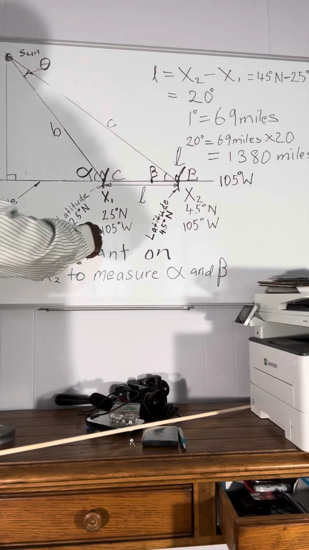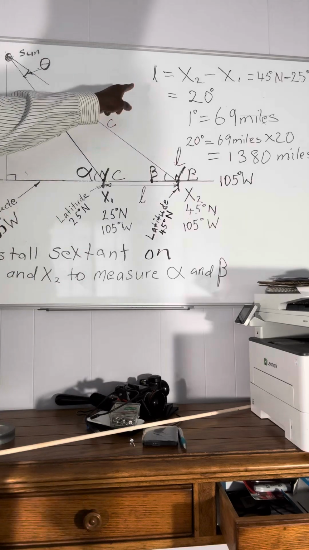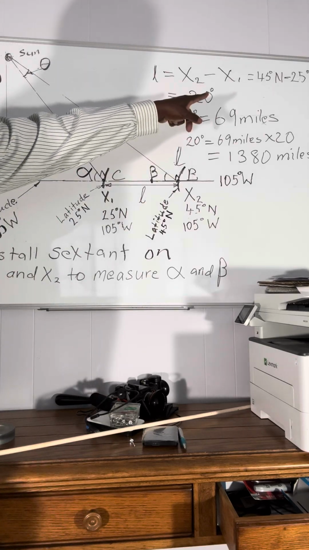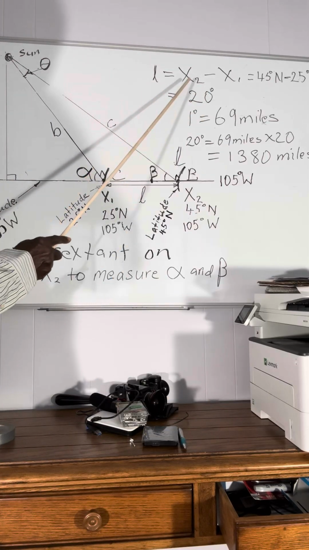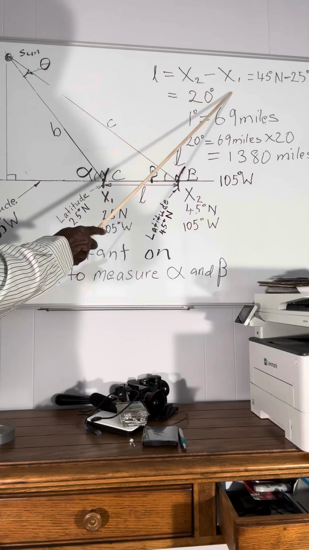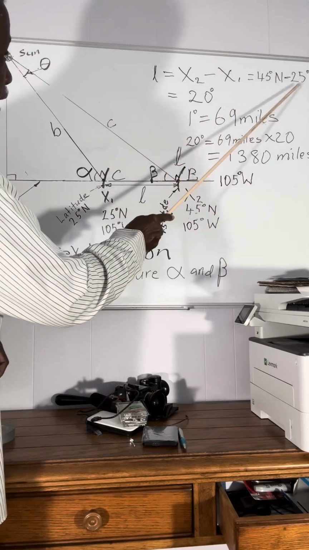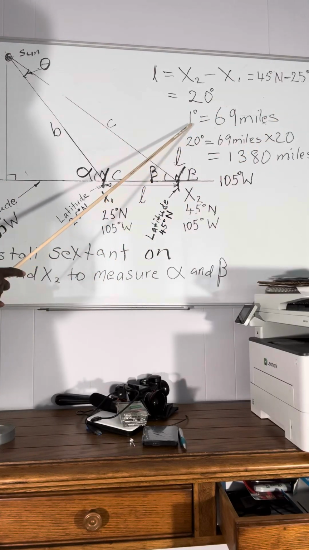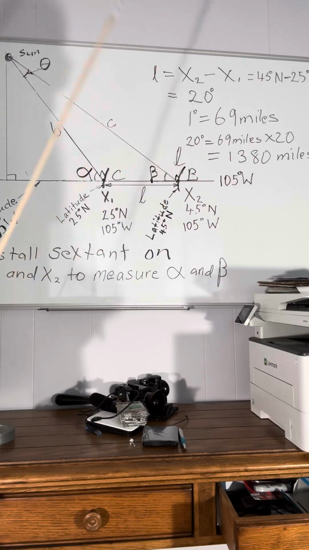We know that there's 20 degrees between them, but you see, L is equal to x2 minus x1, which is equal to 45 degrees north minus 25 degrees north. That's 20 degrees. We know that 1 degree is equal to 69 miles, approximately.